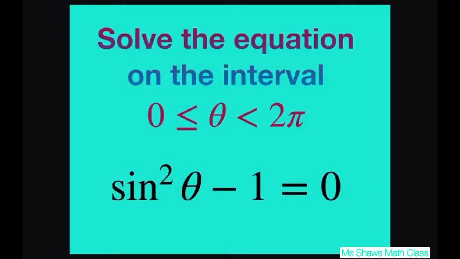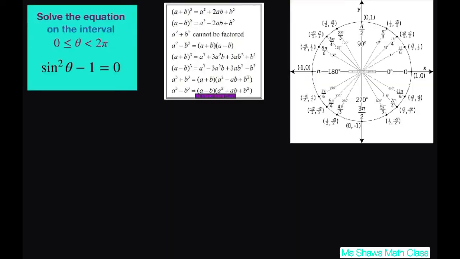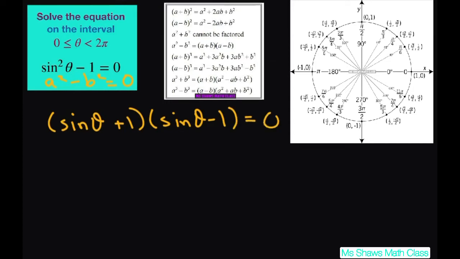Everyone, we're going to solve the equation sine squared of theta minus 1 equals 0 on the interval 0 to 2 pi. So I put the unit circle here so we can look at that. Also, this has the form of a squared minus b squared equals 0, where a is sine. So we can write this as sine of theta plus 1 times sine of theta minus 1 equals 0.